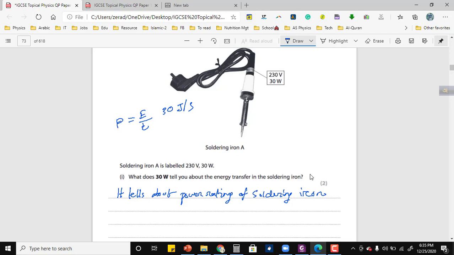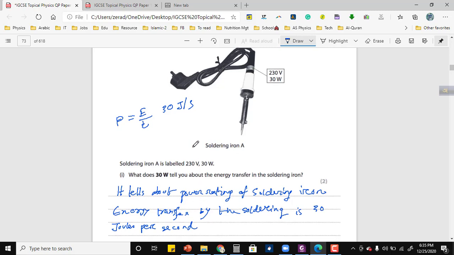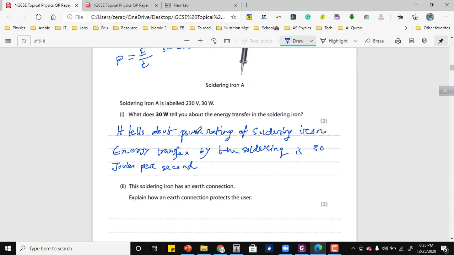So we can also say that energy transfer by the soldering iron is 30 joules per second. Okay, so I hope you understand what this question requires to answer.